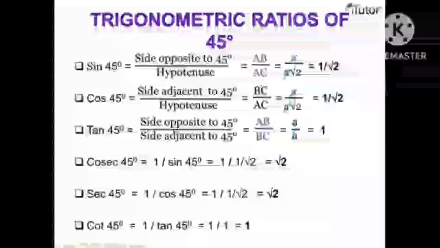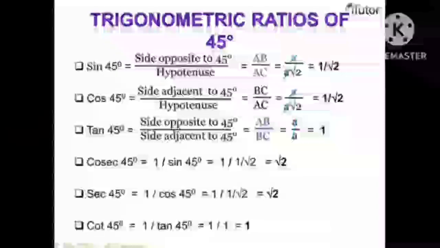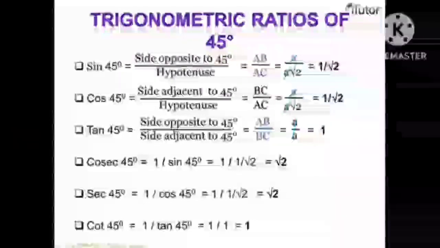Trigonometric ratios of 45 degree. Sin 45 equals 1 upon root 2, cos 45 degree equals 1 upon root 2, tan 45 equals 1, cosec 45 equals root 2, sec 45 equals 1 upon cos 45 that is equal to root 2, cot 45 equals 1.